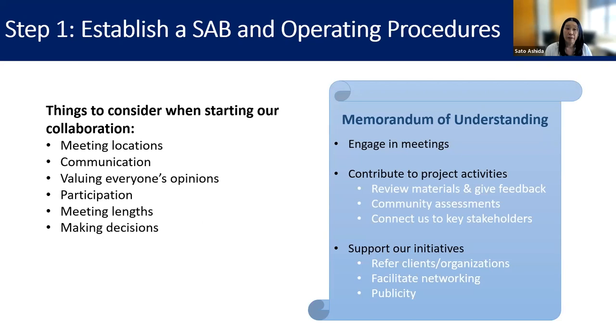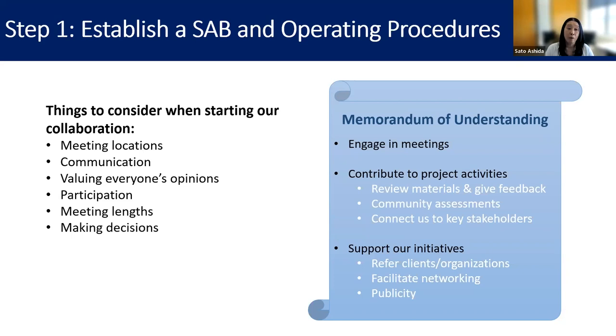So the first step was to establish the SAB and decide on our operating procedures. For example, as you'll see, we discussed members' preferences on meeting locations, frequencies or lengths of the meetings, ways to communicate with us, the research team, and whether they wanted to have a formal MOU established with the university or not. In this meeting, the SAB suggested that we rotate meeting locations among the organizations that can host the meetings so that someone is not constantly driving a long distance to get to the meetings. By rotating the location, we could distribute that driving burden. And it's especially important in rural areas where people might be driving longer distances to get to those meetings.